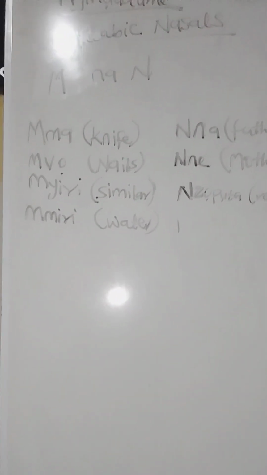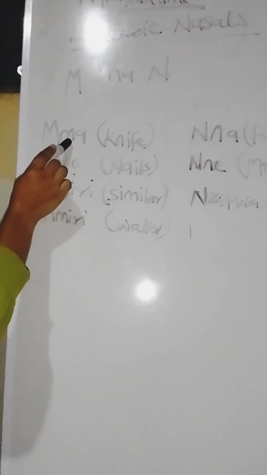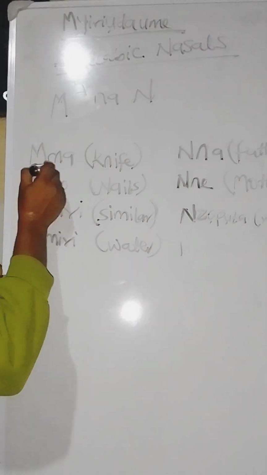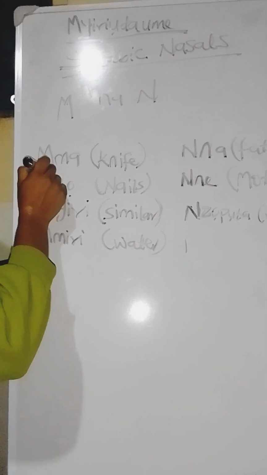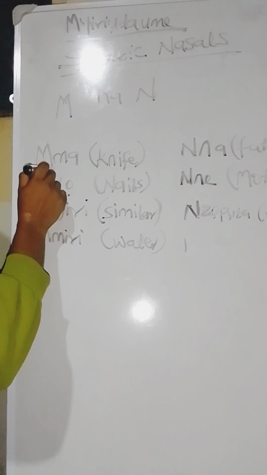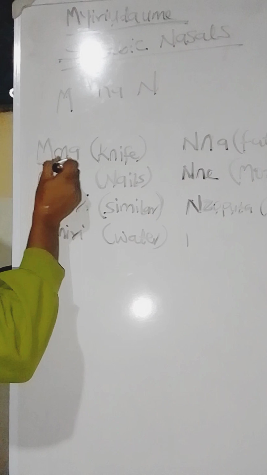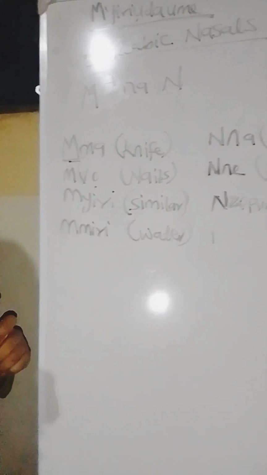Let's look at the board. When you look at these letters, you'll find out that these are two consonant sounds. In this context, this letter m here is no longer working as a consonant sound. It is now working as a syllabic nasal, while this second m here is now the consonant sound. Remember I told you that two consonant sounds cannot be in a word.